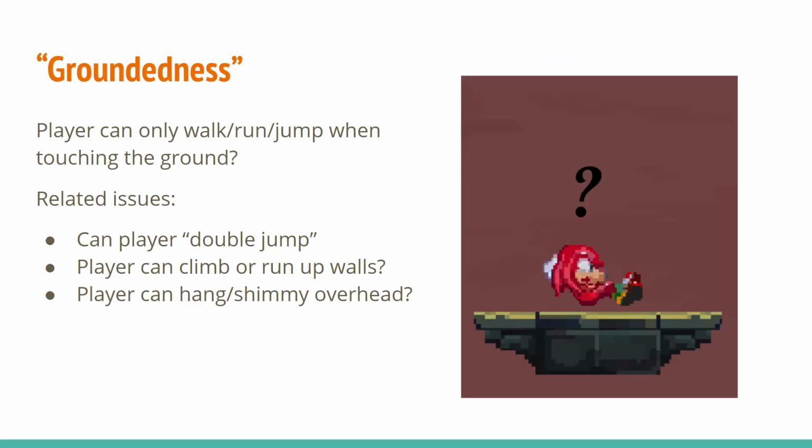So this is the notion of groundedness. The player can only walk, jump, run when touching the ground. All right? So can the player double jump? That's up to you. Can the player climb or run up walls? Up to you. Can the player hang or shimmy overhead, if it can grab onto a surface? Can it rock climb? Whatever. That's all up to you. So it's a matter of what behaviors are allowed according to groundedness, wall touching, overhead, and so on.